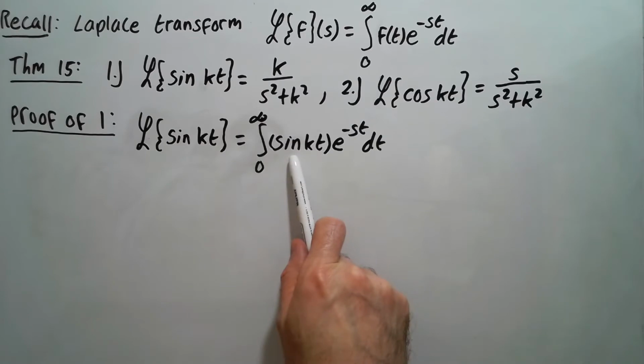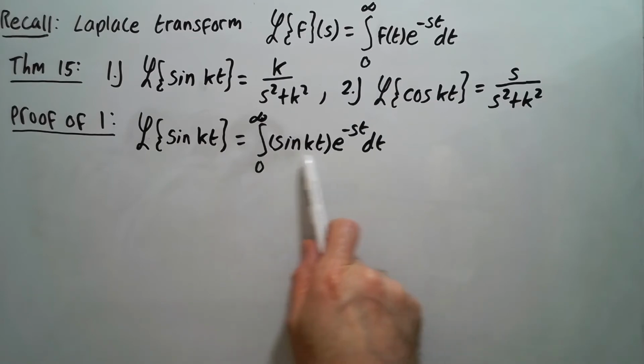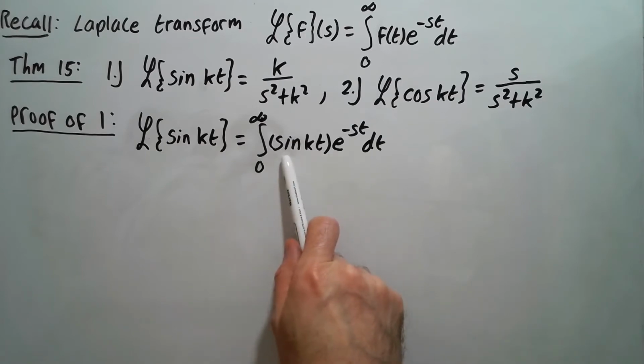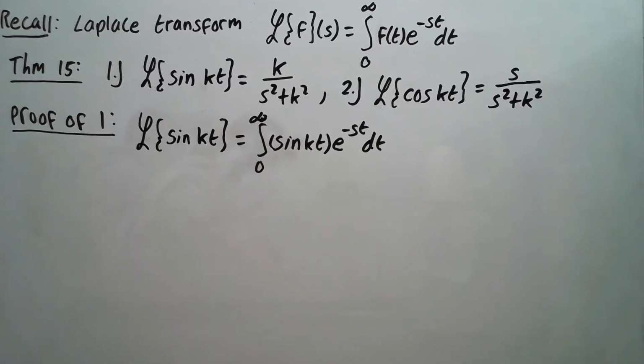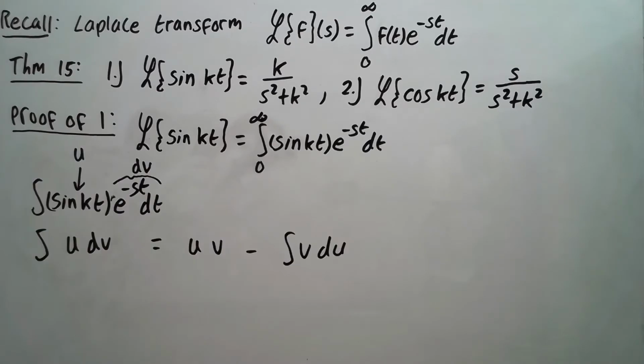This is going to require integration by parts since we're multiplying two functions here. So let's recall integration by parts down here. We're going to find the indefinite integral first. I'll worry about the limits later. So here's my integration by parts formula. Whenever you have a sine or cosine and an e, you want to let u equal the sine or cosine and dv be the e term, which I've done here. So I'm going to let u be this, dv be this.